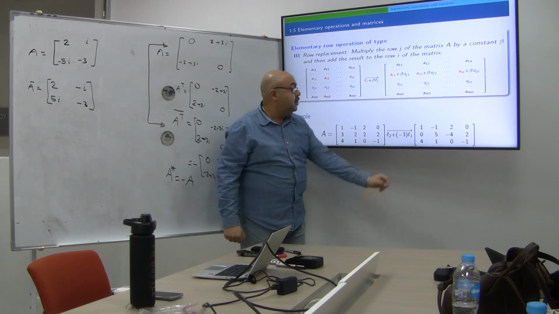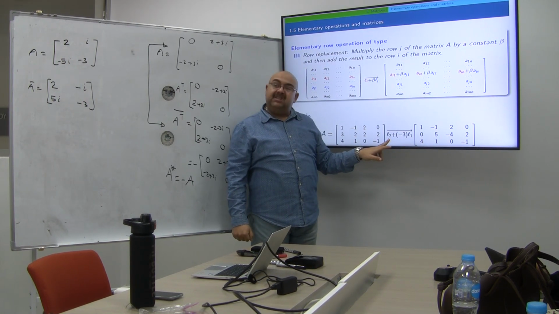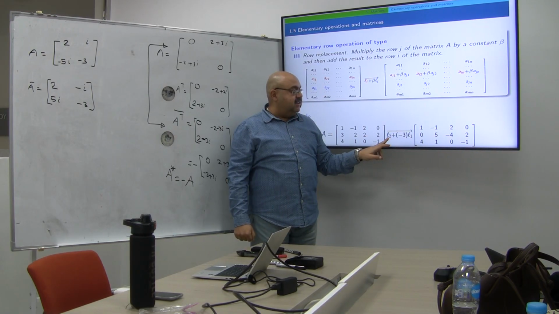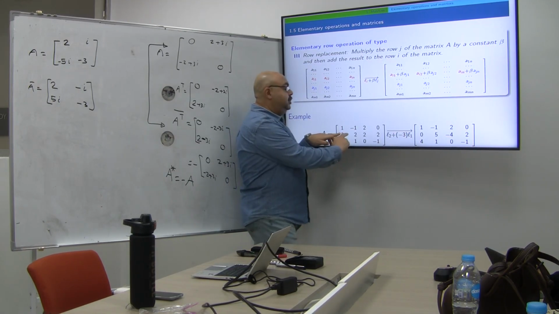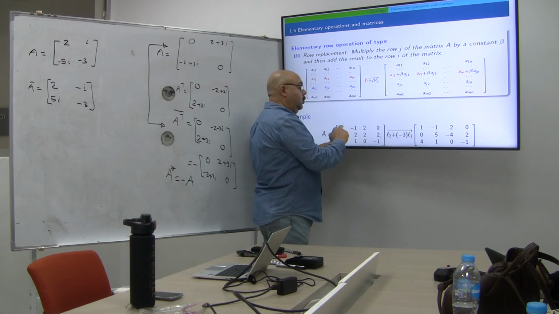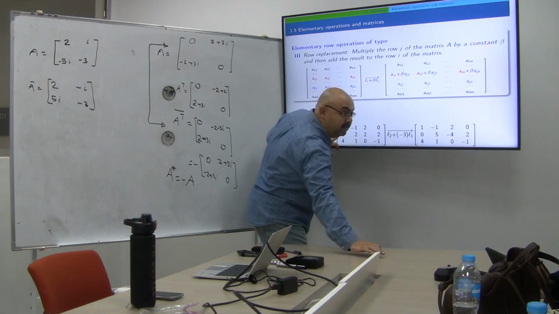Let's do it. I want you to get the sum, or to change the second row. In a way, it is going to be the second row plus -3 times the first row. Let's do it. So it's 3, 2, 2, 2. I will multiply the first row by -3 and I will add it on the second row. Nice, you must see this.